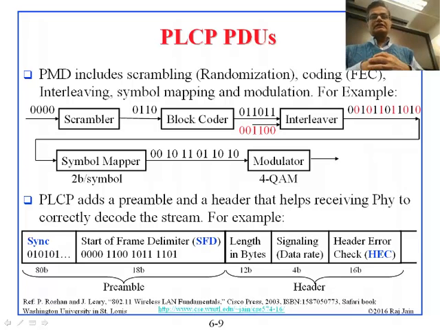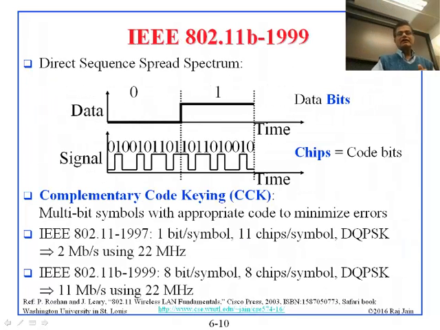So everybody understands what PLCP is, what PLCP does, and what PMD does? PMD is the top, PLCP is the bottom. All right, so now that we understand PMD and PLCP and PSDUs and things like that, let's go to 802.11b, which was DSSS, Direct Sequence Spread Spectrum, Complementary Code Keying.